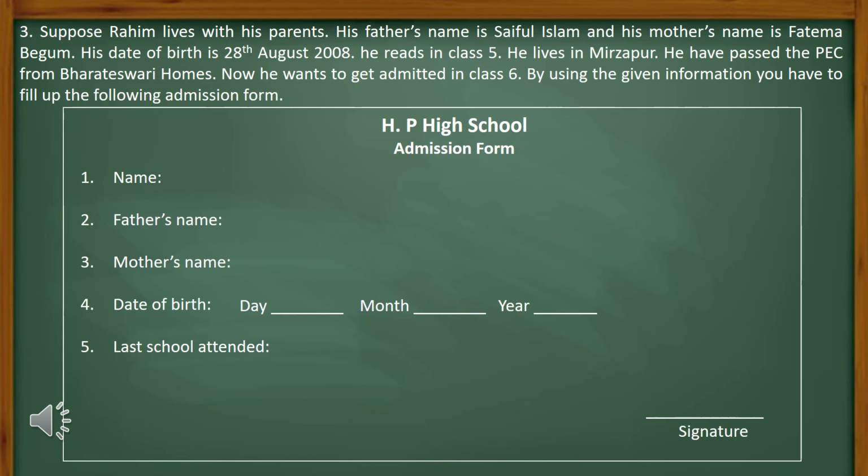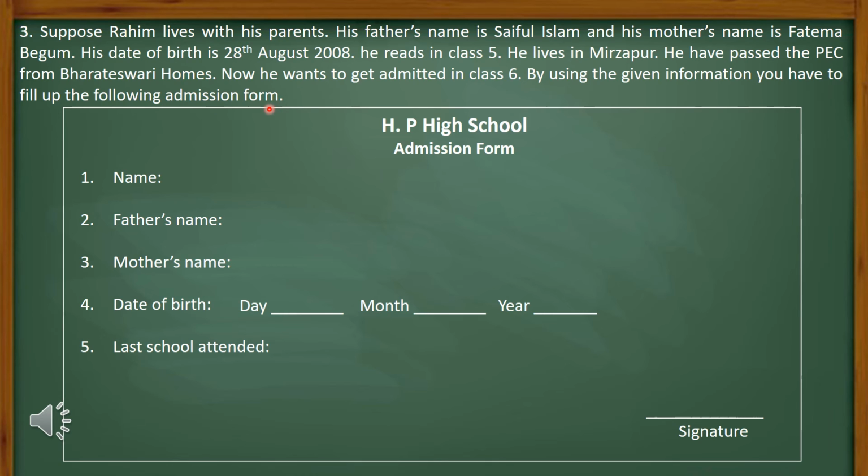Now moving to the third question. Suppose Rahim lives with his parents. His father's name is Saiful Islam and his mother's name is Fatima Begum. His date of birth is 28th August 2008. He reads in class 5. He lives in Mirzapur. He had passed the PEC from Bharateshwari Homes. Now he wants to get admitted in class 6. By using the given information, you have to fill up the following admission form.